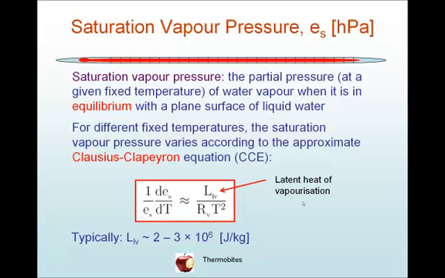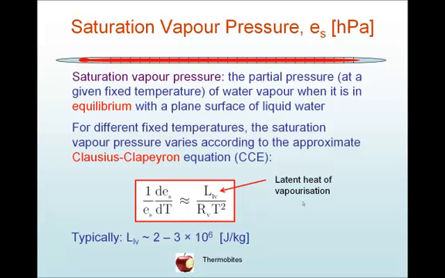The saturation vapor pressure, ES, which we'll also measure in hectopascals, is defined as the partial pressure at a given fixed temperature of water vapor when it is in equilibrium with a plane surface of liquid water. For different fixed temperatures, the saturation vapor pressure varies according to the approximate Clausius-Clapeyron equation, which we won't derive here, but is shown below. 1 on ES, dES/dT, so the rate of change of the saturation vapor pressure with temperature, is approximately equal to L_LV, that is the latent heat of vaporization, divided by R_V, the specific gas constant for vapor, times T squared.